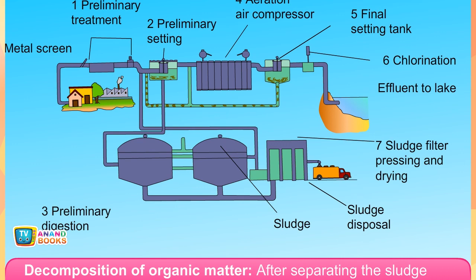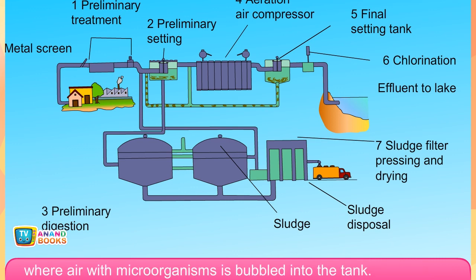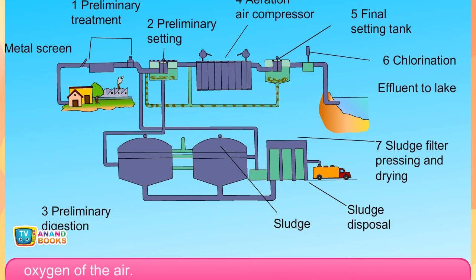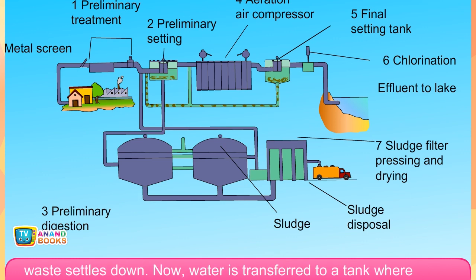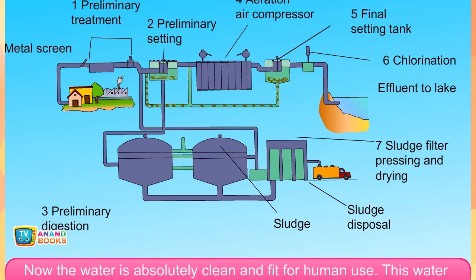Decomposition of organic matter. After separating the sludge from the sewage, the wastewater is transferred into large tanks where air with microorganisms is bubbled into the tank. Microorganisms decompose the organic matter using oxygen of the air. Final separation of sediments and chemical treatment. In the last, wastewater is sent to a sedimentation tank. Here, decomposed waste settles down. Now water is transferred to a tank where chlorine is added to kill the microorganisms present in the water. Now the water is absolutely clean and fit for human use. This water can also be discharged into oceans, rivers and lakes.